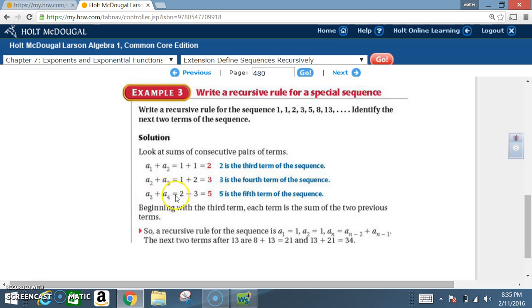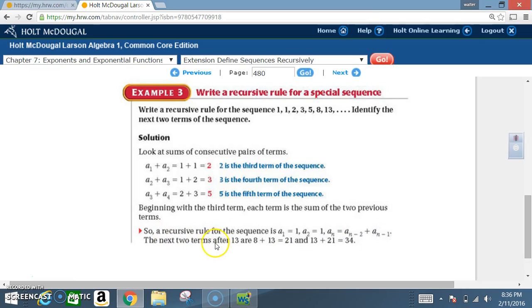A3 plus A4 equals 2 plus 3, which is 5. So 5 is the fifth term of the sequence. Beginning with the third term, each term is the sum of the two previous terms. So, a recursive rule for the sequence is A1, the first term, is 1, A2 is also 1, and starting with the third term, we're going to follow this rule. A sub n is equal to A sub n minus 2 plus A sub n minus 1.